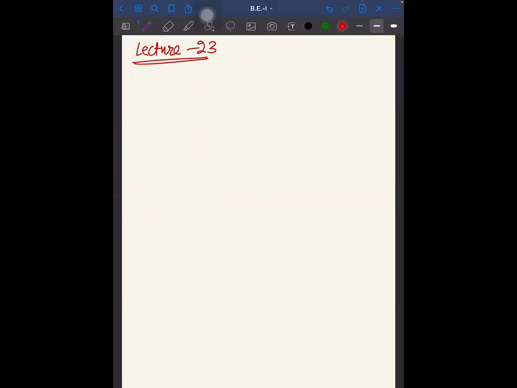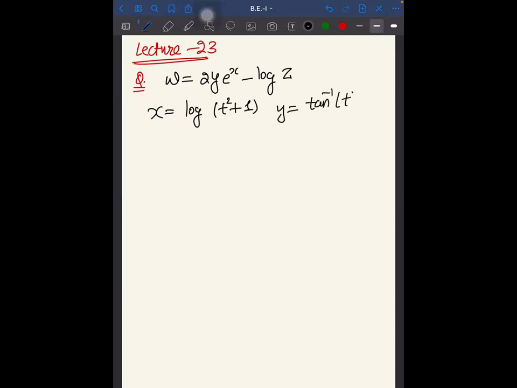So we have this question, let's say W is equal to 2yex minus log of z, where x is log of t square plus 1, y is tangent inverse t, and z is e raised to power t. We need to find out dw by dt at t is equal to 1.